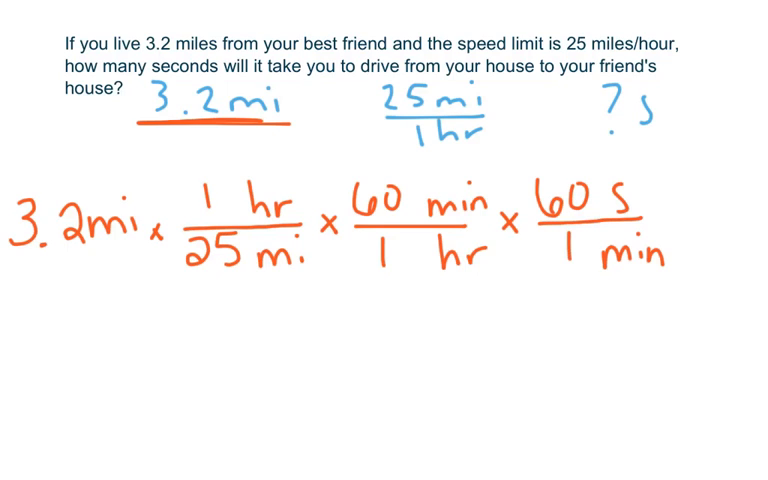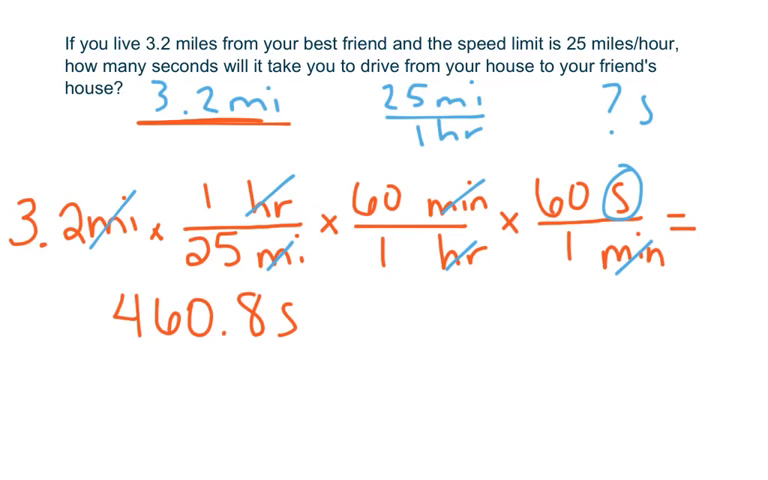So when you solve this, anything that's on the top you're going to multiply. Anything that's on the bottom you're going to divide. So what you're doing is 3.2 divided by 25 times 60 times 60. When you do this on your calculator, you get 460.8 seconds because we're left with seconds. Miles cancel, hours cancel, minutes cancel, and we're left with seconds.